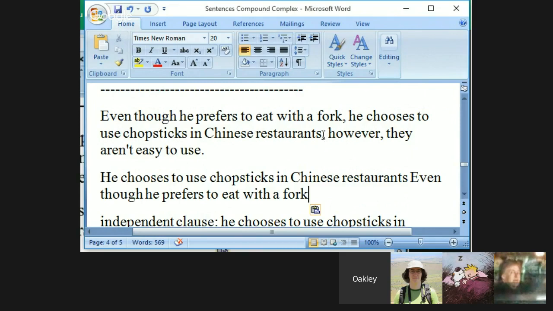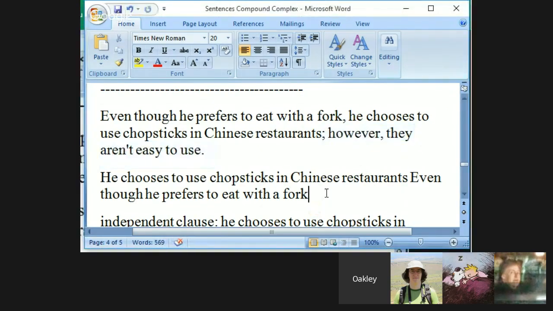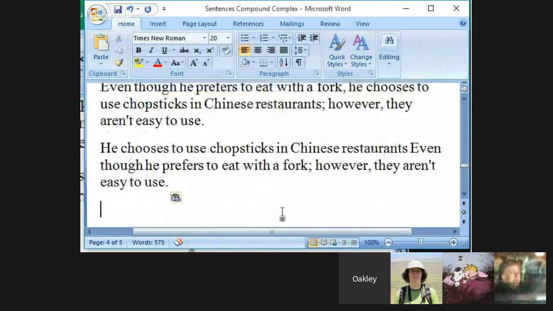However, they aren't easy to use. But... Okay, with the semicolon? Yes. What did I do there? Okay. All right. Obviously, let me just take a look. Okay, change my capitals here. He chooses to use chopsticks in Chinese restaurants, even though he prefers to eat with a fork. However, they aren't easy to use. Okay.